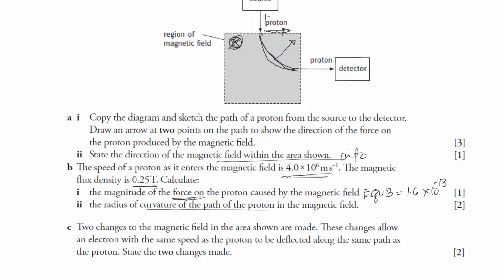The radius of the curvature is again given by Fc is equals to mv squared over r. Now, your Fc is actually the magnitude of Fb, so don't worry about it because Fb gives Fc. So using your formula, your r will be around 0.167 meters. Let's go to c.